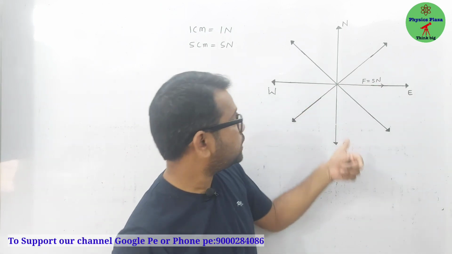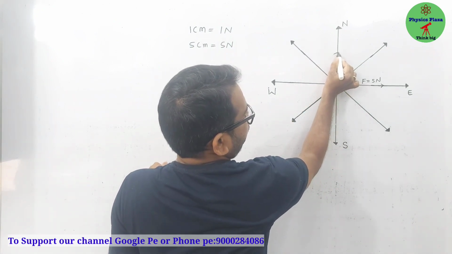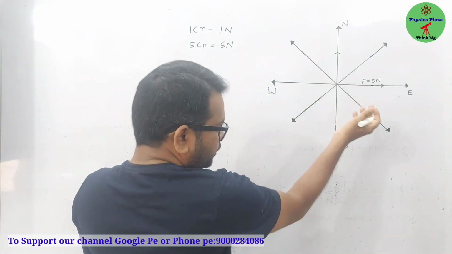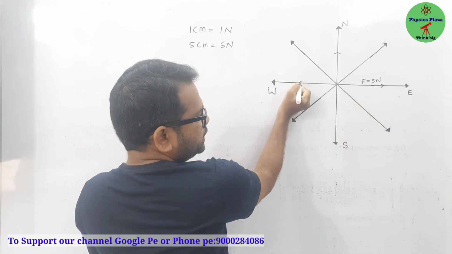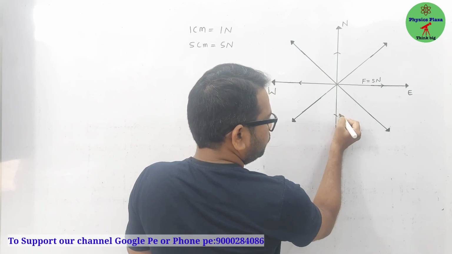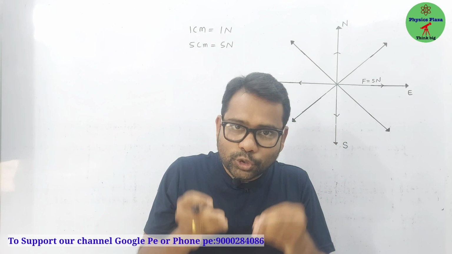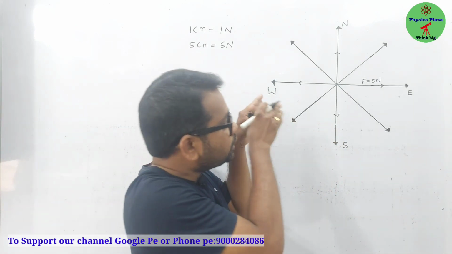If it is acting towards north, we'll take 5 newton force in this direction. If 5 newtons is acting towards west, 5 newtons in this direction. If the same force is acting towards the south, exactly 5 newtons we will take towards the south. It's fine. But are we sure that the force is always acting along these four directions?